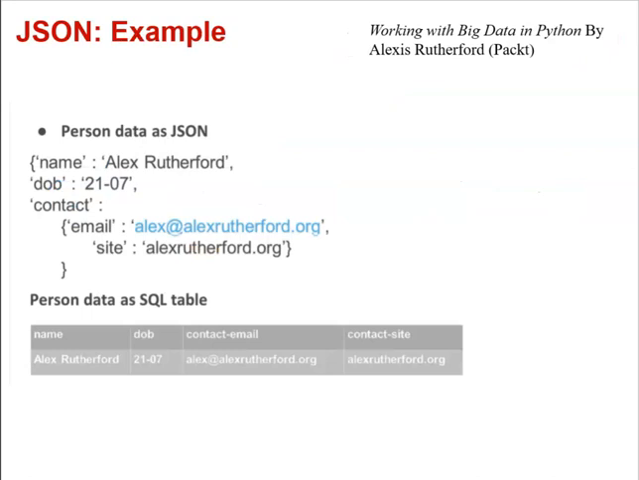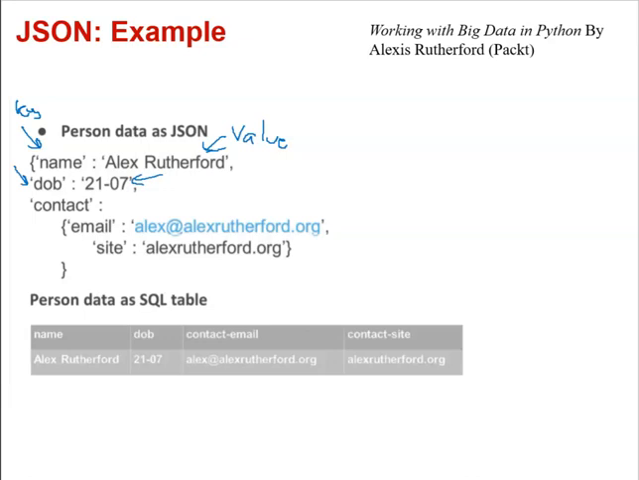Now here is an example that illustrates what a JSON document will look like. So over here we have a key, right? So this is our key, and this is our value. This document stores the information of a person. So this is the name, and this is the date of birth, which is the key in this case, and then this is the value.